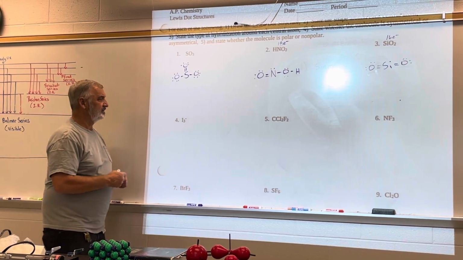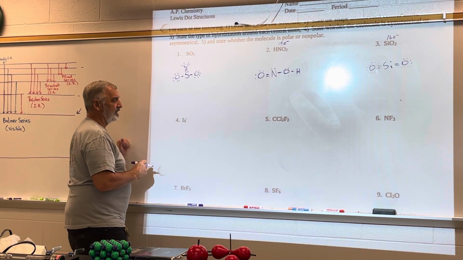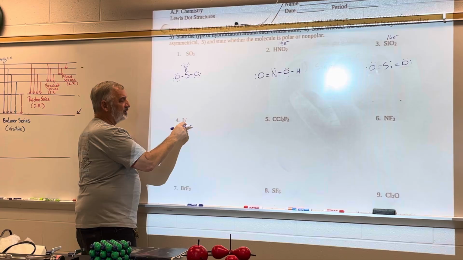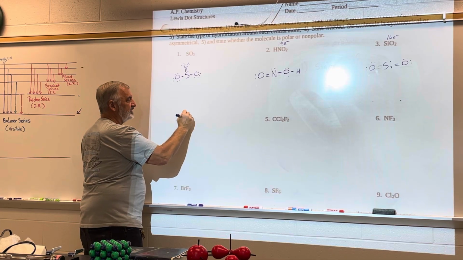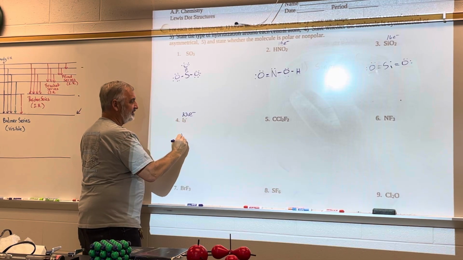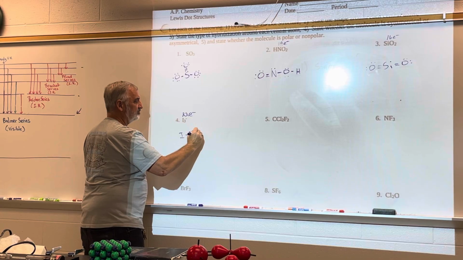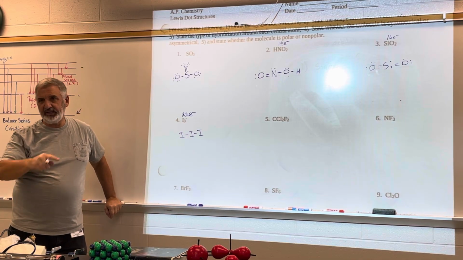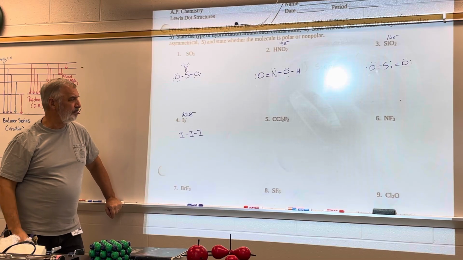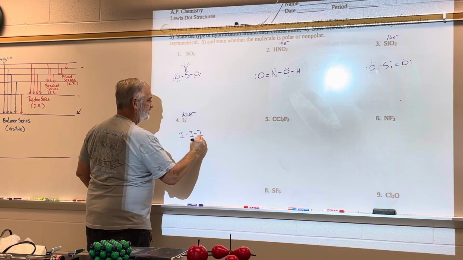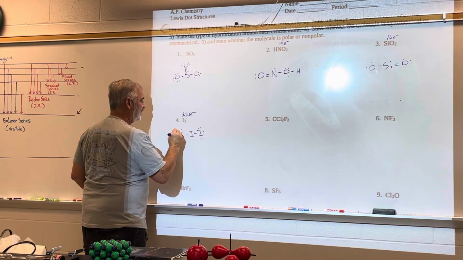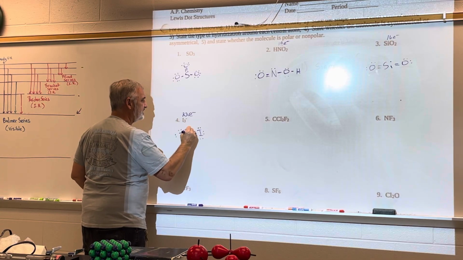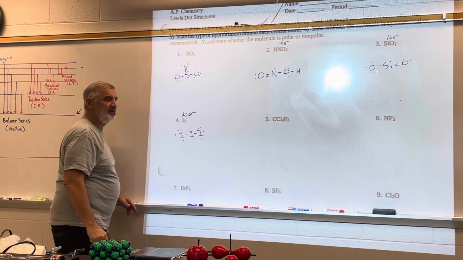I3 minus. What does the minus mean? So 7 times 3 is 21, plus 1 is 22 electrons. It's pretty obviously iodine is going to be the central atom. Okay? It's only one way. I mean, even if you did it in an angle, it's going to be fine. Okay? 2, 4, 6, 8, 10, 12, 14, 16, 18, 20.